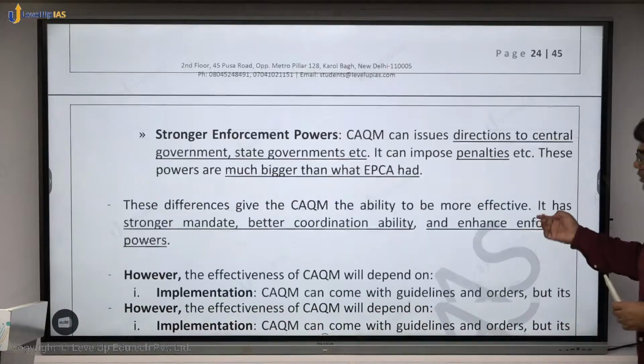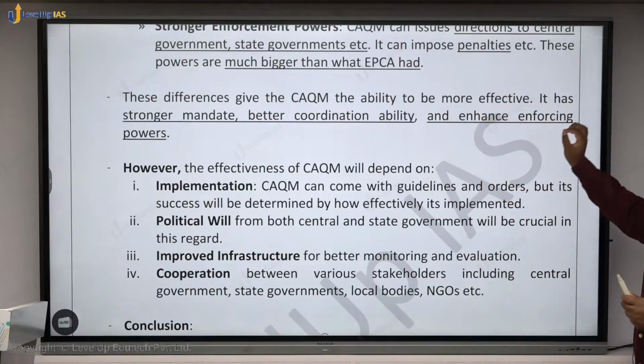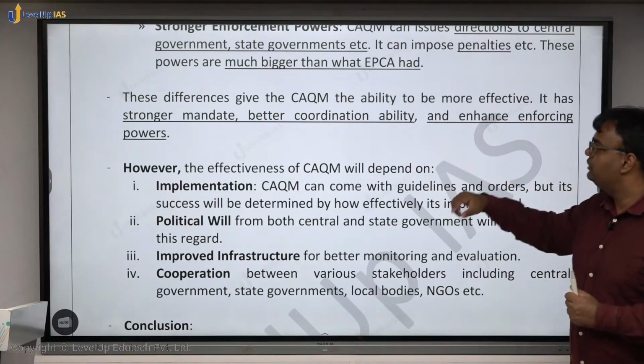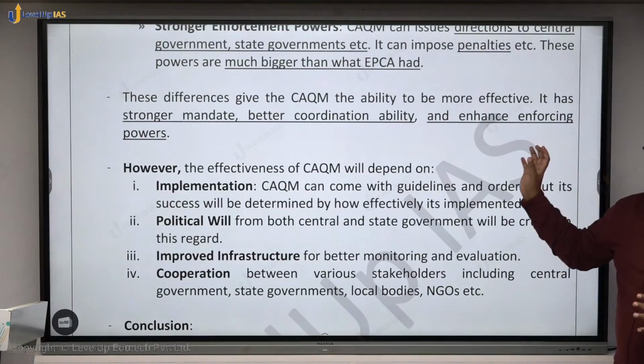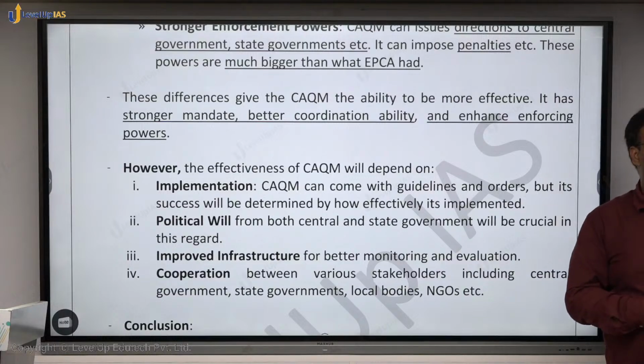Now, these differences give CAQM the ability to be more effective. It has a stronger mandate, better coordination ability, and enhanced enforcing powers. It has these advantages, but how effective will it be? Will it be more effective?